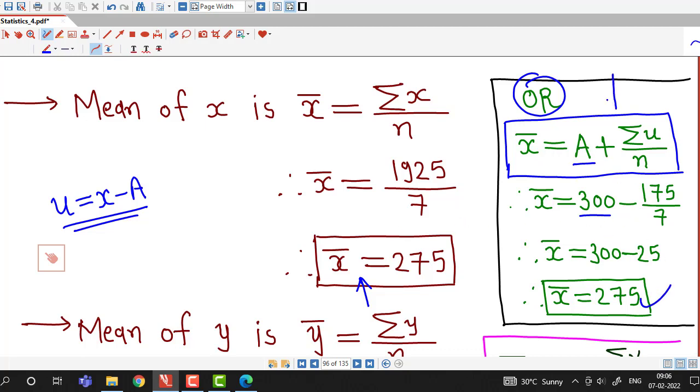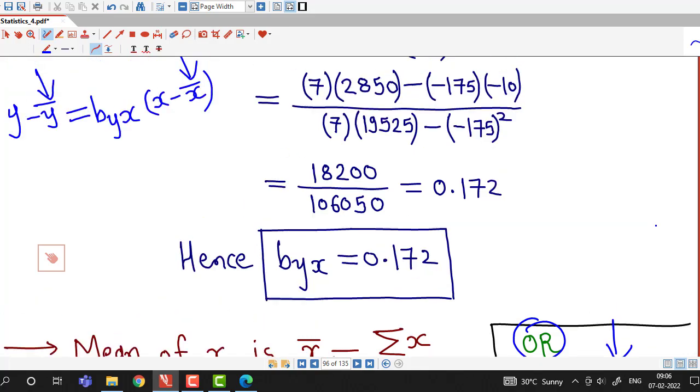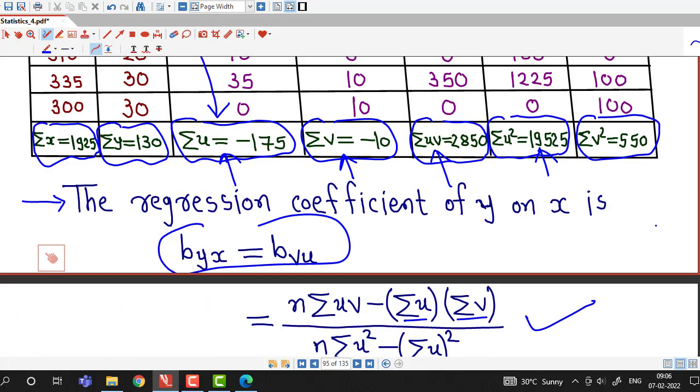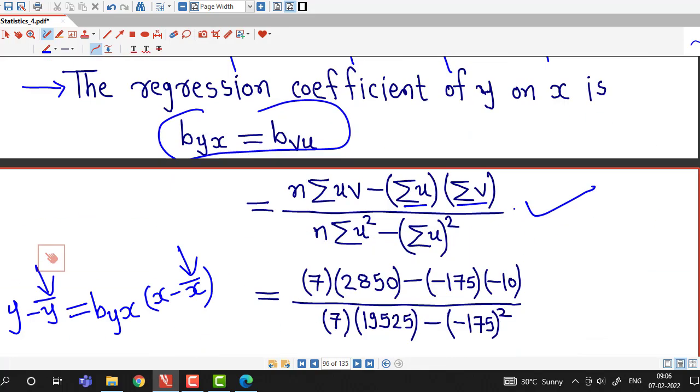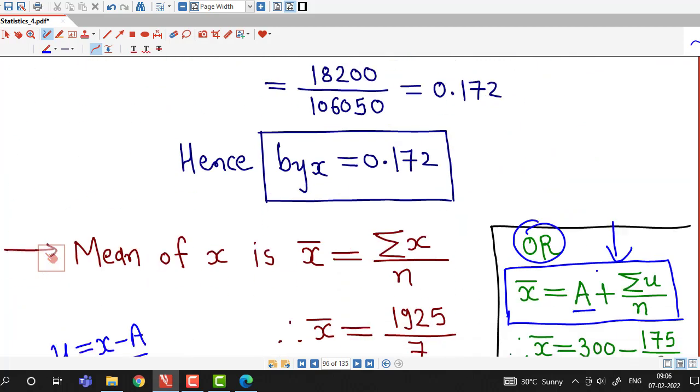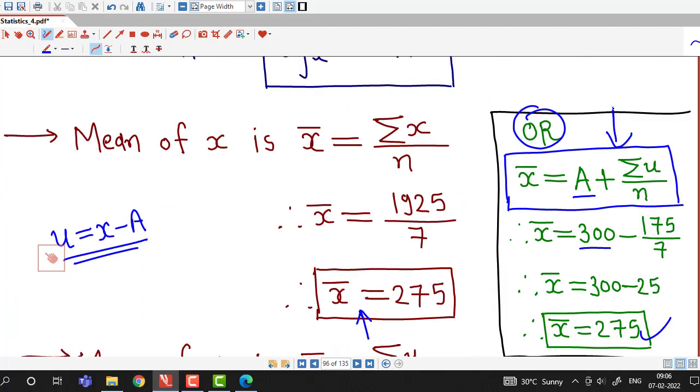So what is the benefit of this? Actually, we don't require sigma x anywhere in this formula. So if we are using this formula x bar equal to a plus sigma u by n, then we don't have to calculate sigma x.